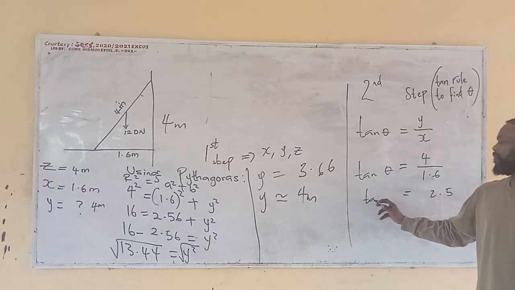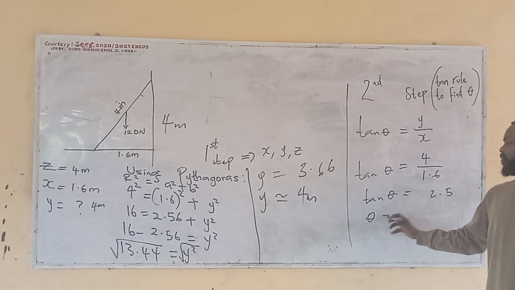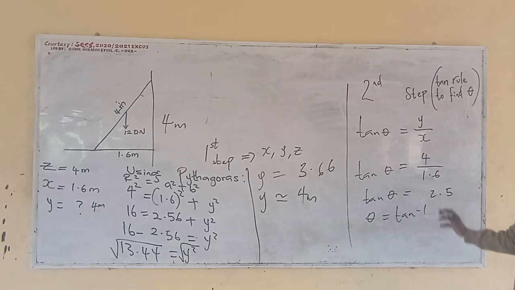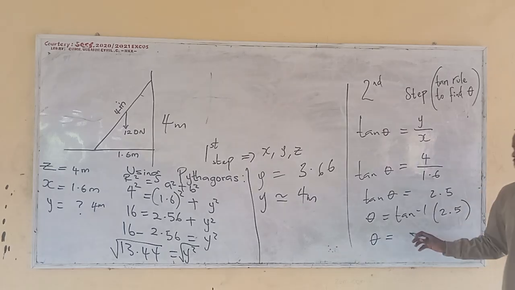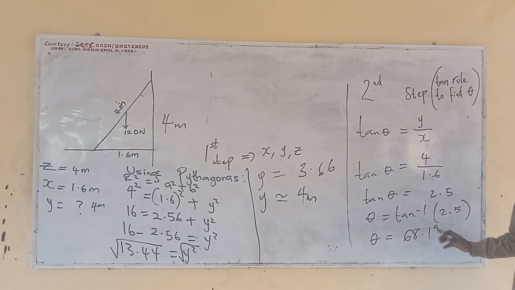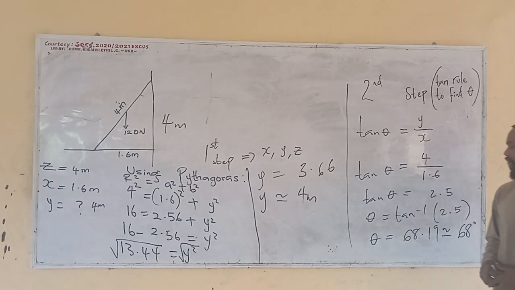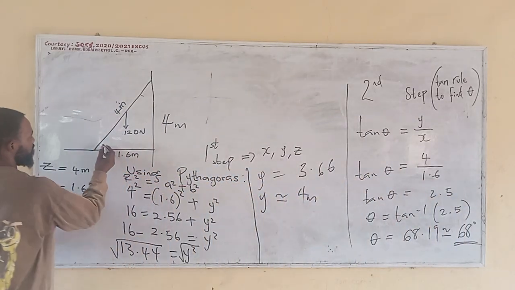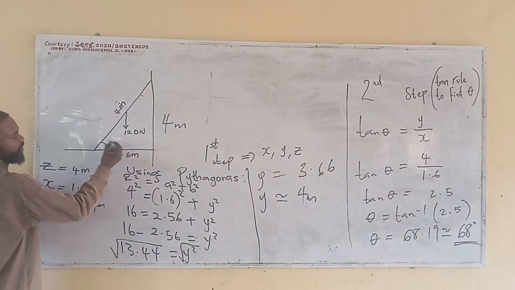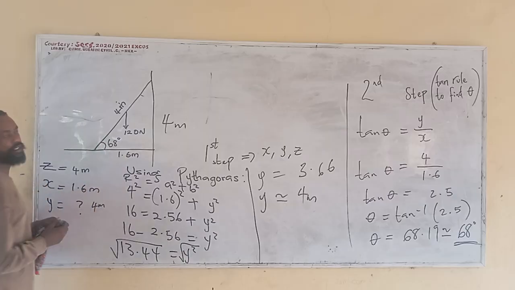Equals. So if I make theta subject of the formula, theta will be equal to tan inverse of 2.5, right? Punch it for me. What do you have? 68.19, yes. Okay, that is approximately 68 degrees. That means I am having theta to be approximately 68 degrees. So I can say that my theta here is 68 degrees.